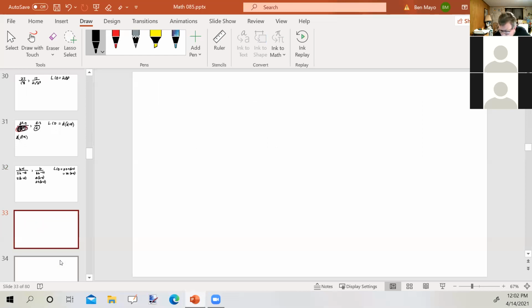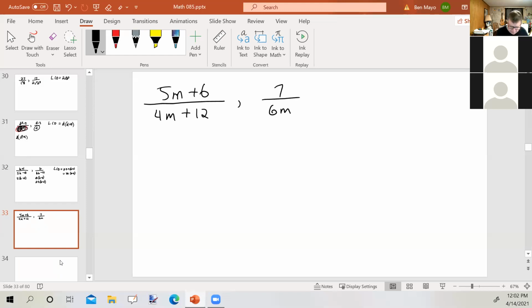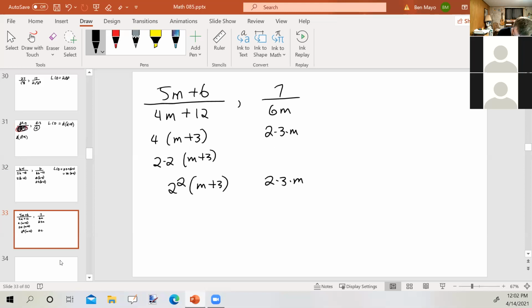Let's see here. We've got 5m plus 6 over 4m plus 12 and 7 over 6m. So I'm going to factor the first denominator, which is 4 times m plus 3, which is 2 times 2 times m plus 3, which is 2 squared times m plus 3. 6m is 2 times 3 times m, okay? So that's what I'm looking at right there.